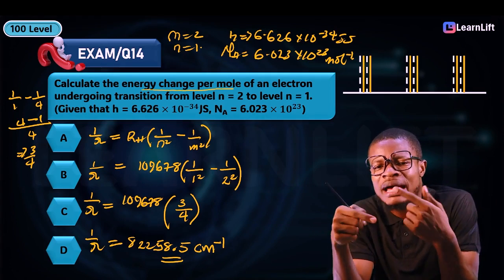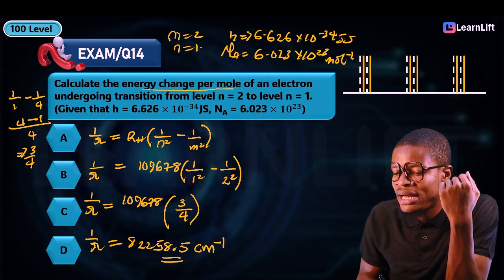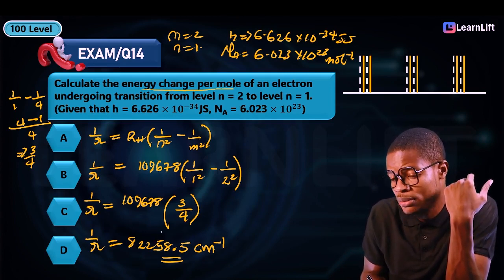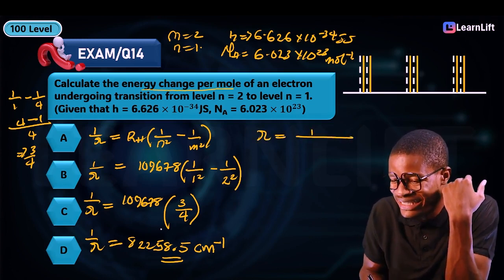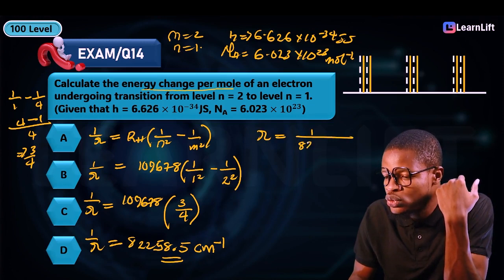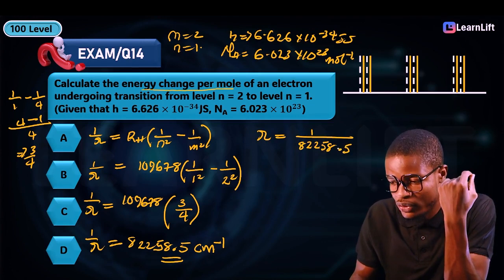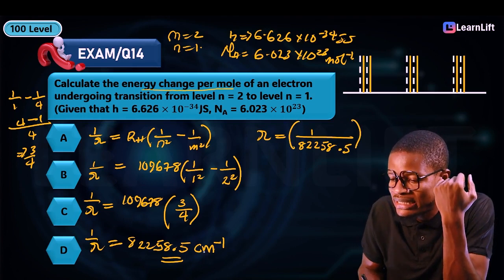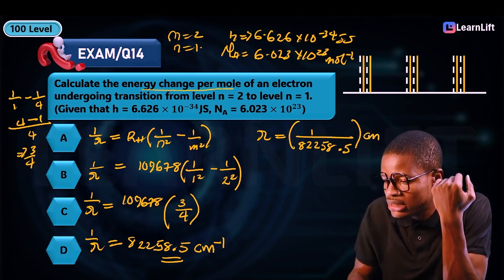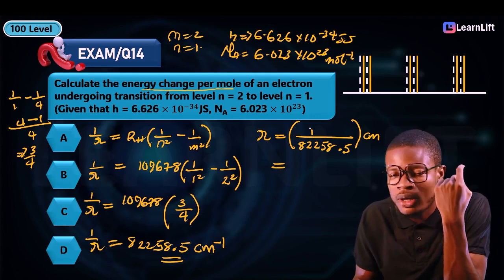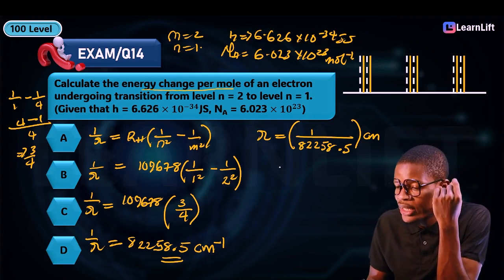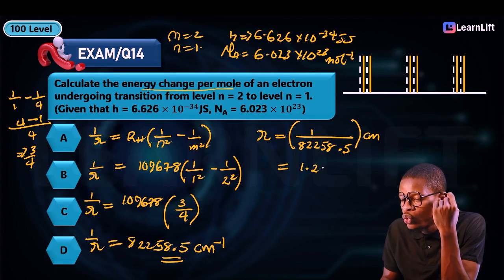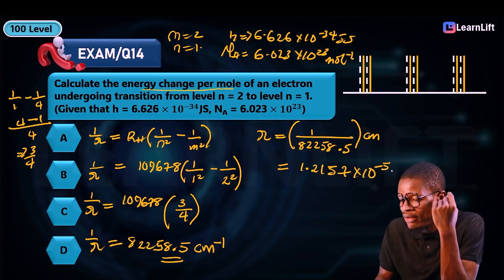Now convert it from 1 over lambda to lambda itself. If I'm getting lambda, that means I'm taking the reciprocal. That means I'm going to have 1 all over whatever I have here. So lambda itself now is going to give me 1 all over this entire value, 82258.5. Are you seeing it now? Don't forget that this is in centimeters. So use your calculator, divide 1 by 82258.5 and tell me the answer very quickly. This is going to give you 1.2157 times 10 raised to the power of minus 5 in centimeters.